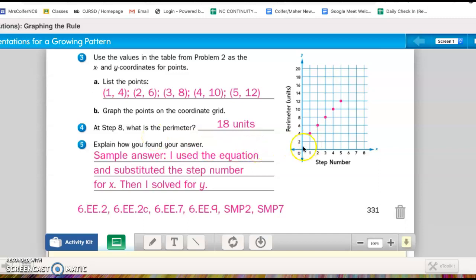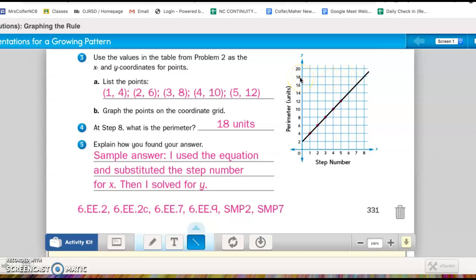Again, if you were to connect these points, I'm going to do my best to draw a line here, okay? We would start, and we could run that line off our graph entirely. From here, you can see at step 8, I could follow my finger up my line or up my graph, and I could see that for step 8, my perimeter should be 18.